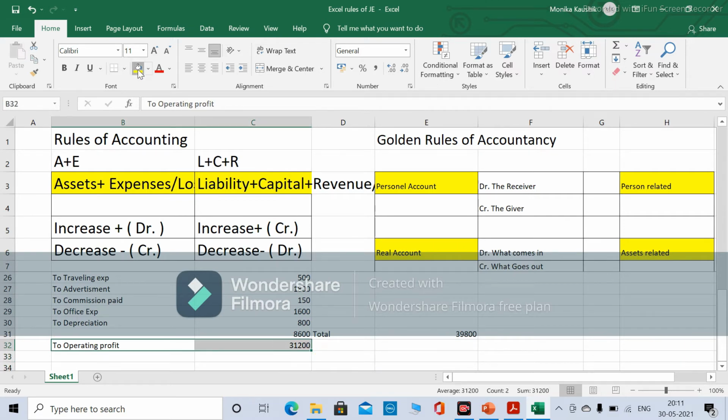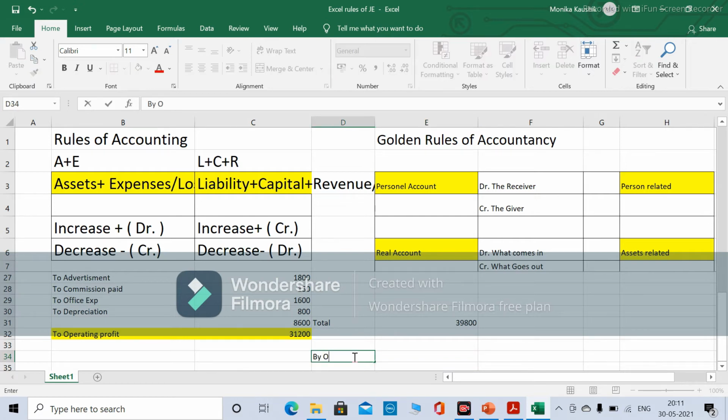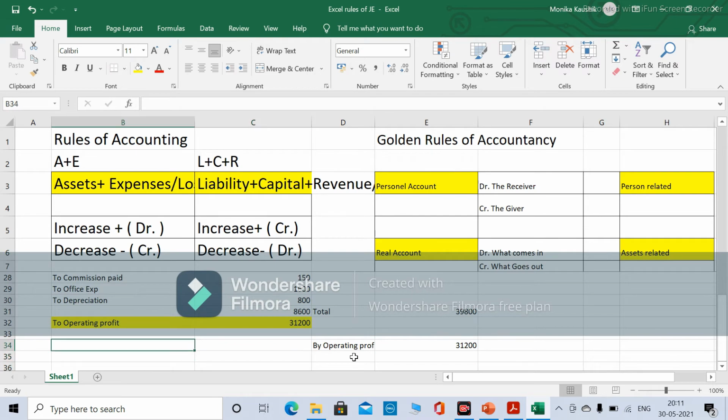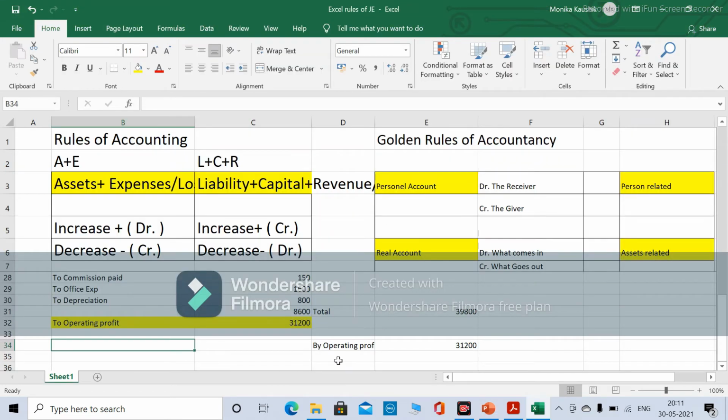Now we'll have to find out the net profit. To find the net profit, we will transfer this operating profit, 31200, and then all other expenses which are of non-operating nature. Profit on sale is my income. Profit on sale 500 rupees, I will write down here. This is an income.